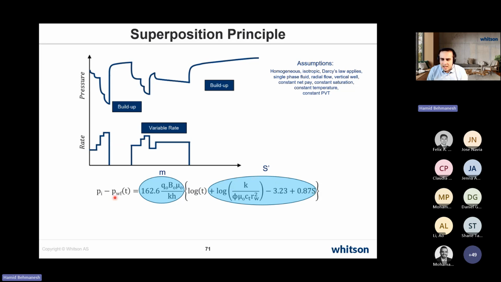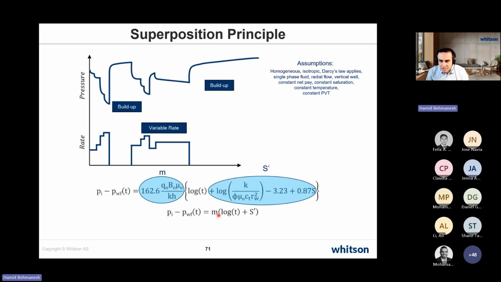So we're going to call it this, and this will be simplified as this. At least I'm expecting you to bear with me with this simplified equation, which is delta p equals m times log of t plus skin s prime, which is a combination of all of these parameters. All of these parameters, by the way, are constant because this equation is for constant rate production.